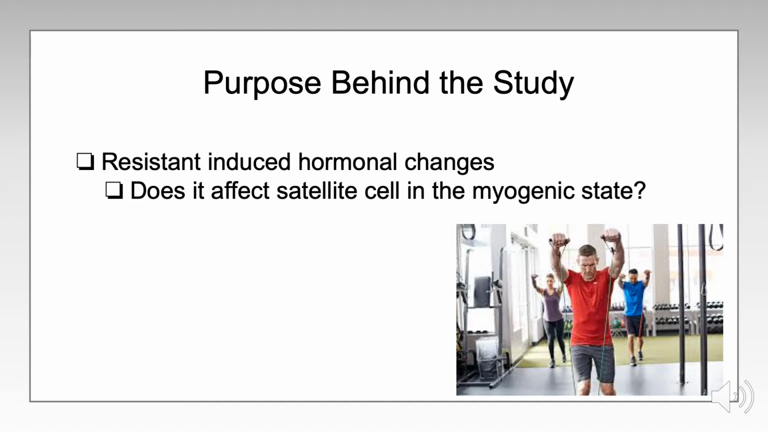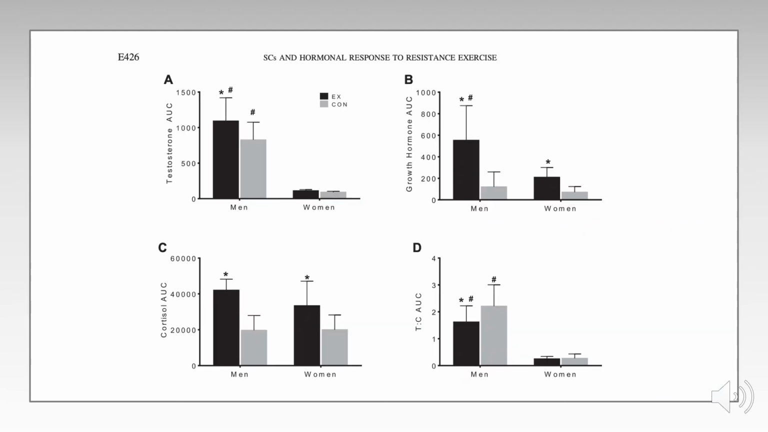The purpose behind this study was to determine the effect of resistance-induced hormonal changes on the satellite cell myogenic state, or the proliferation and differentiation, in response to muscle damage. This study was done because there has been no prior research on this. In order to test this, they made both men and women complete unilateral eccentric knee extensions.